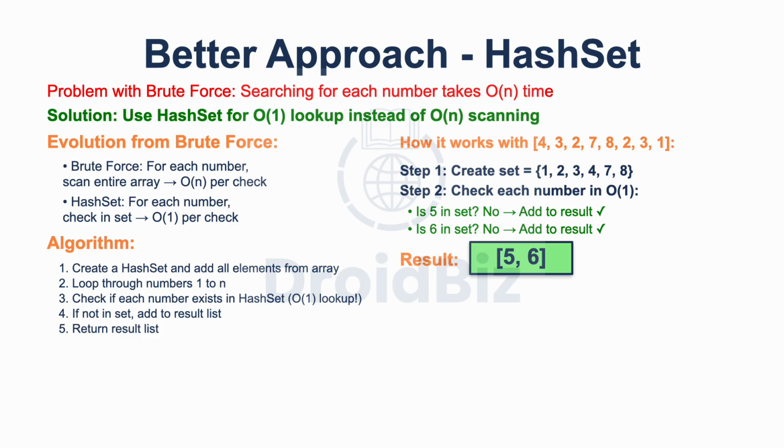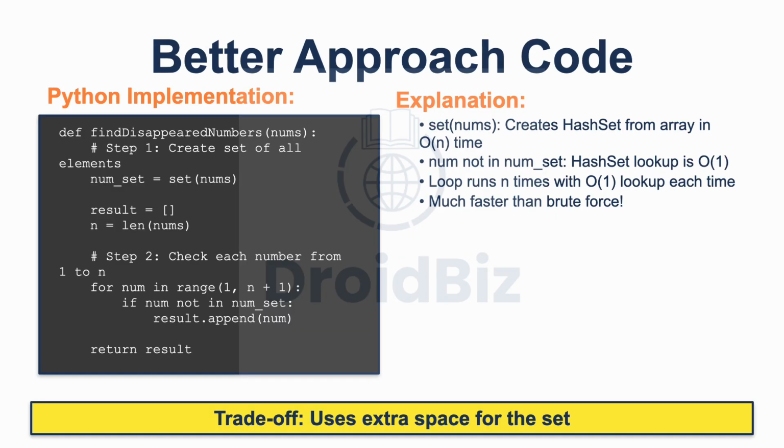Is 6 in the set? No, we add it to the result too. Our result is 5 and 6. The key improvement is big O of 1 lookup time using the hash set. Now, let's look at the Python code for the better approach using a hash set.